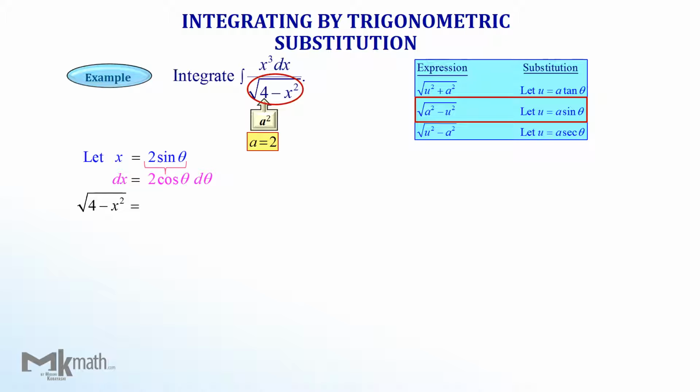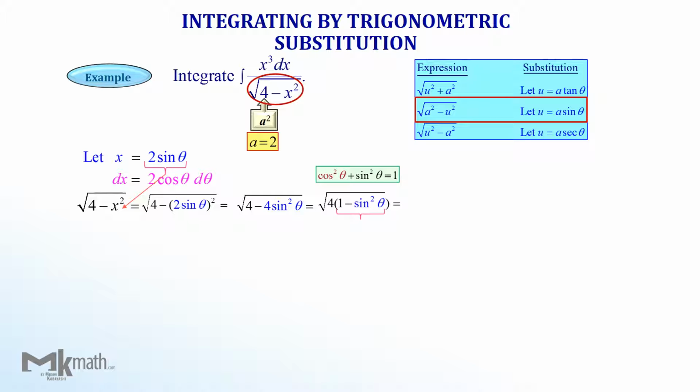Since we let x equal 2 sine theta, substituting 2 sine theta into x to get the square root of 4 minus bracket 2 sine theta to the square. Expanding the square and taking the common factor 4 to get the square root of 4 times 1 minus sine square theta. Since cosine square theta plus sine square theta equal 1, rearranging the identity to get 1 minus sine square theta should be cosine square theta. Taking the square root of 4 cosine square theta to get 2 cosine theta for the expression.